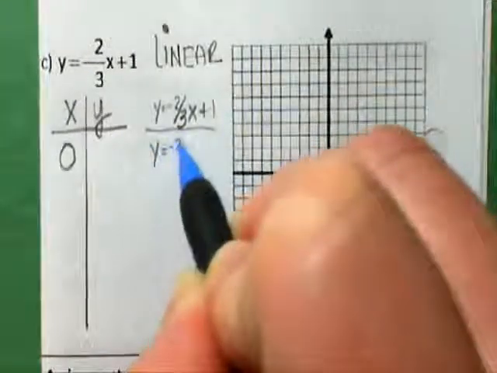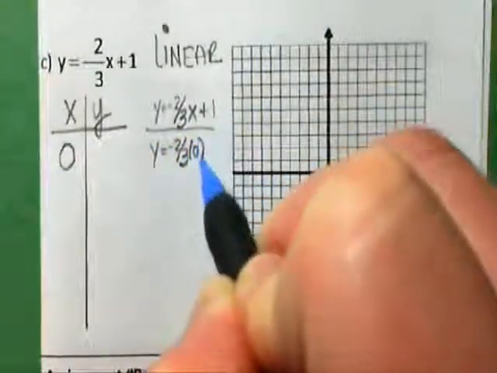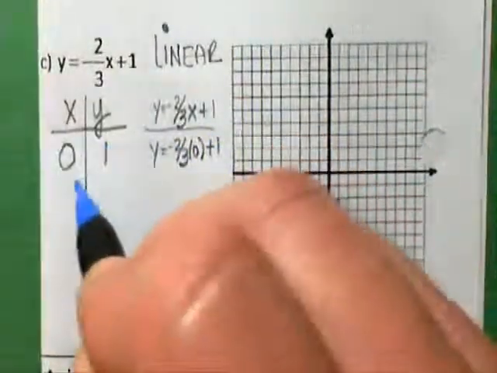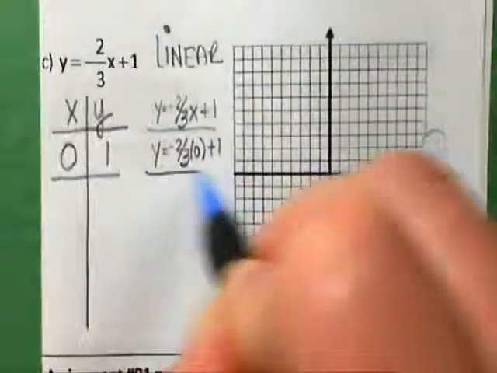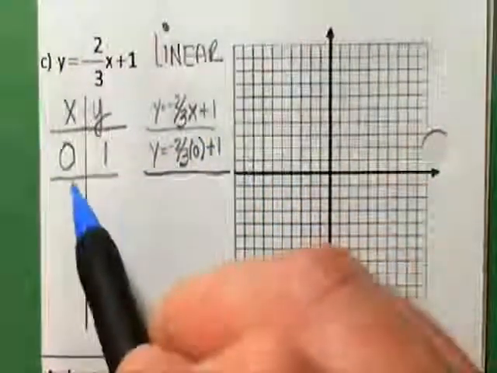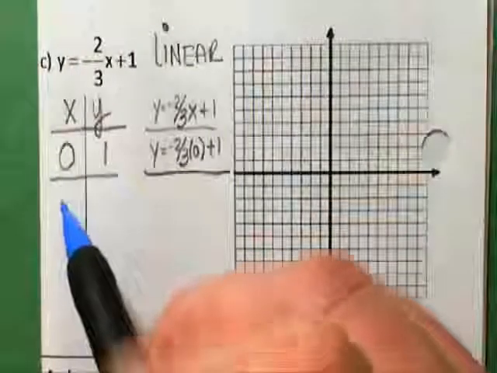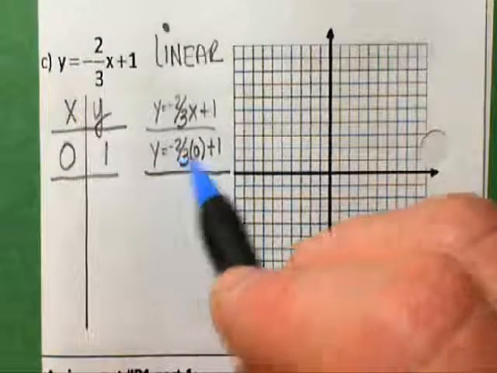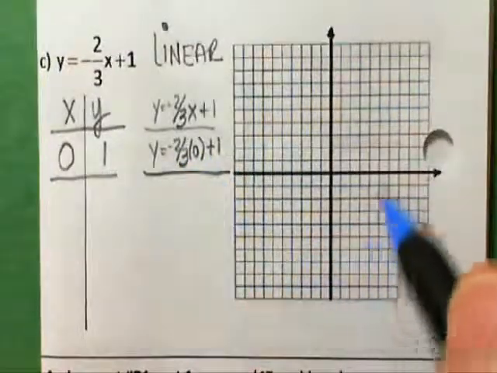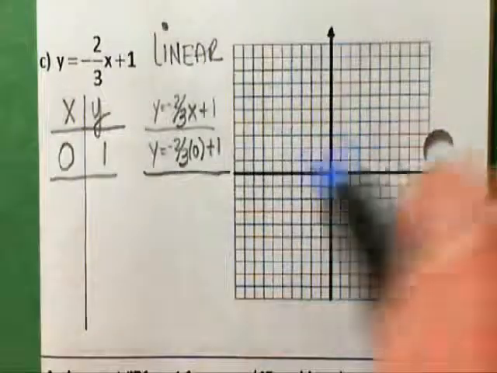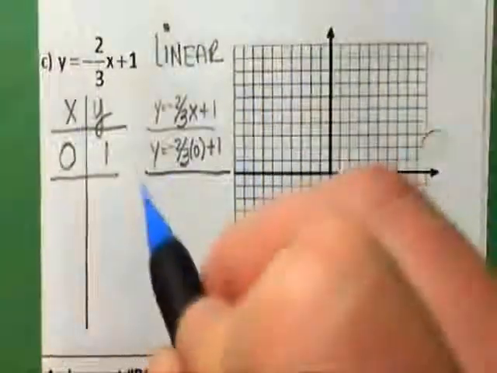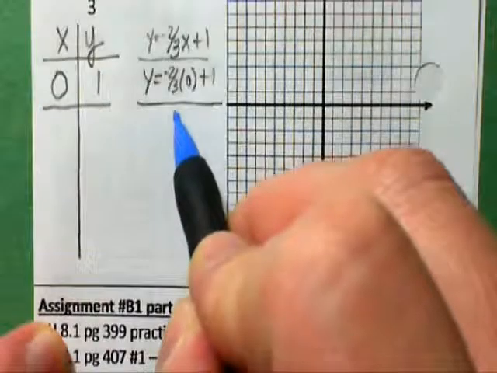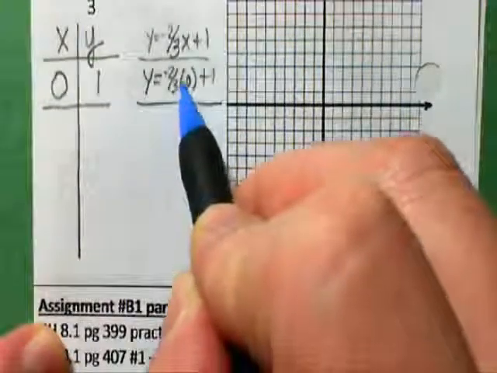And if we plug it in, 0 times anything is 0, 0 plus 1 is 1. So 0 and 1 is fine. Okay? Alright, now if we were to choose, let's say, number 1, like we did in the previous example, if I put a 1 there, 1 times 2/3 is a fraction, and that means I'm going to be getting fractions, and it's going to be hard to, not impossible, but hard to graph over here. So what I'm going to do, to make my life a little bit easier here, is choose multiples of 3.